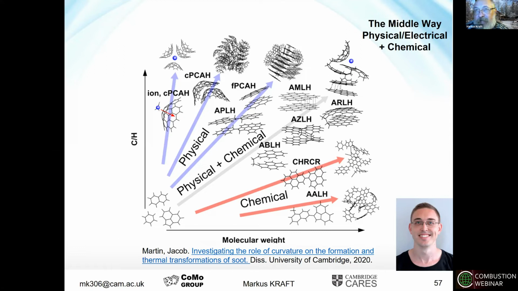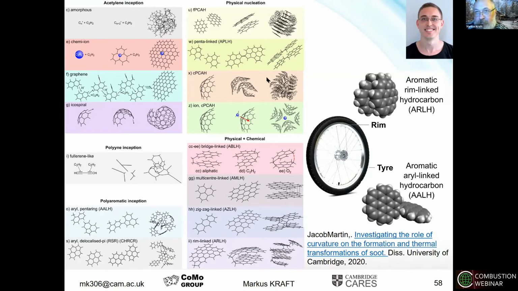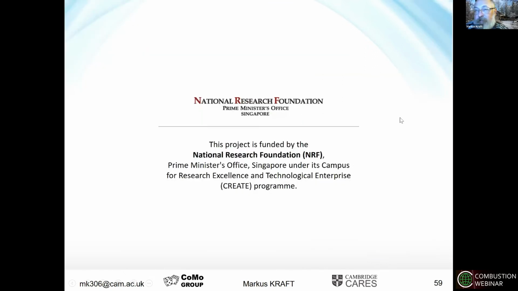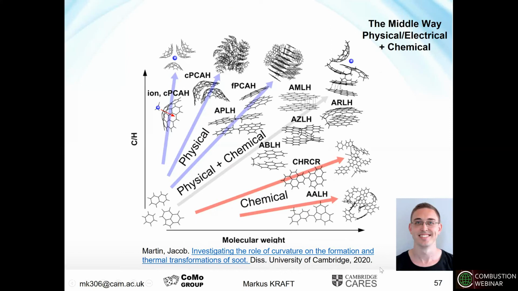And so with that, you can see basically a full characterization of the different inception paths. Also, here's a motivation of the rim nomenclature, because the bonds here go perpendicular to that rim to the other PAHs, making it possible to form these pancake-like structures. And with that, I'd like to thank my sponsors in Singapore, and I would like to thank you for your attention. Thank you very much, Professor Kraft.